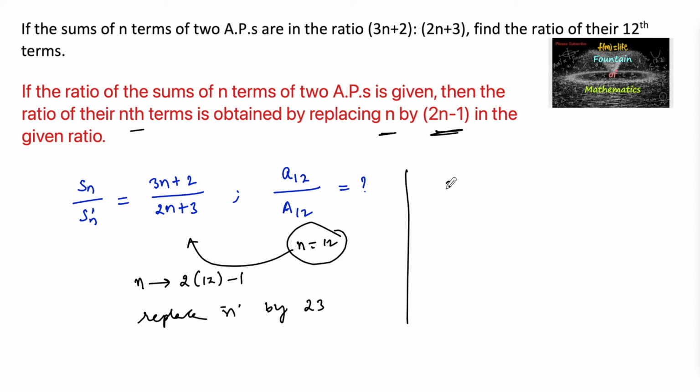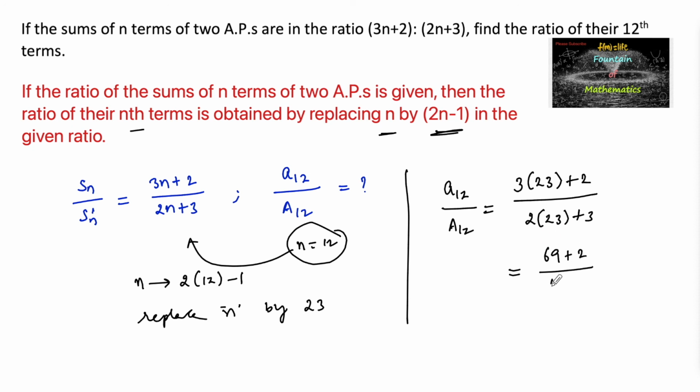Therefore A12 upon capital A12 is equal to 3 times 23 plus 2 upon 2 times 23 plus 3, which is equal to 3 times 23 is 69, 69 plus 2 upon 2 times 23 is 46 plus 3, so we have 71 upon 49. Therefore the required ratio is equal to 71 is to 49. Okay.